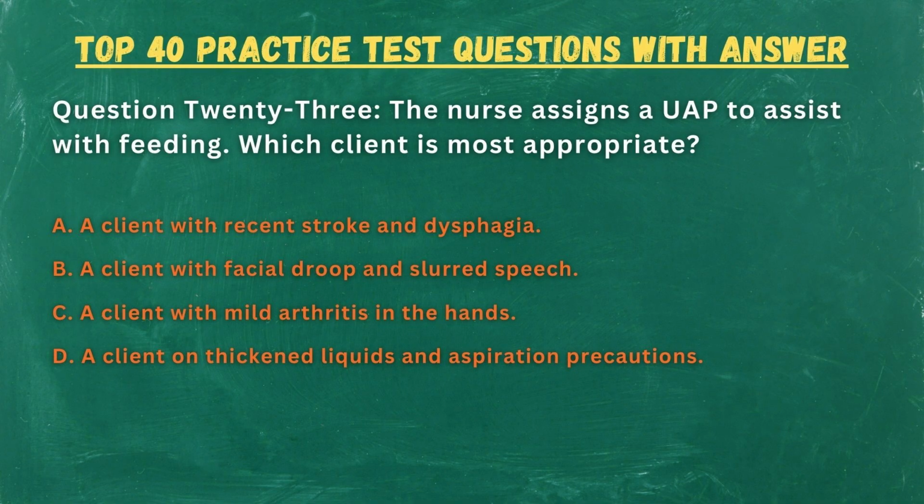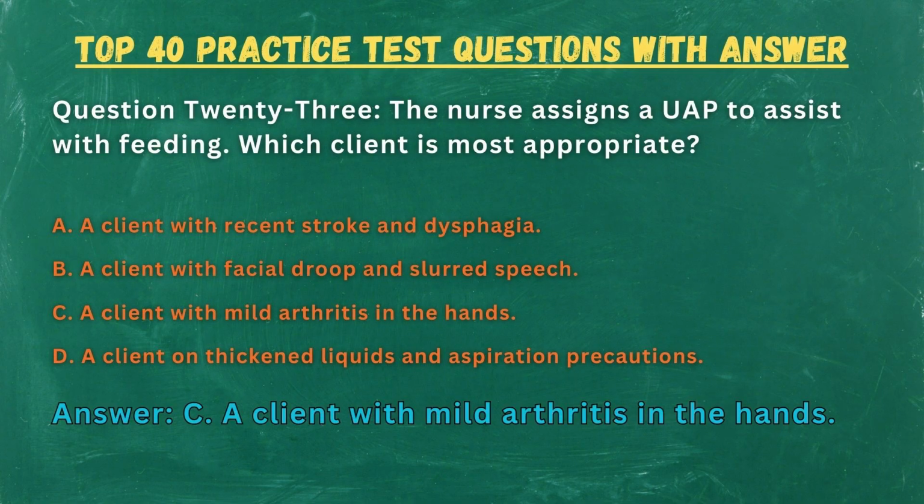Question 23. The nurse assigns a UAP to assist with feeding. Which client is most appropriate? A. A client with recent stroke and dysphagia. B. A client with facial droop and slurred speech. C. A client with mild arthritis in the hands. D. A client on thickened liquids and aspiration precautions. Answer: C. A client with mild arthritis in the hands.